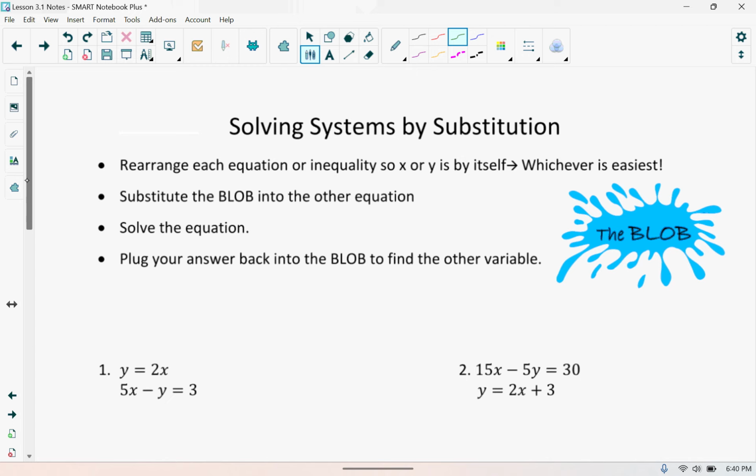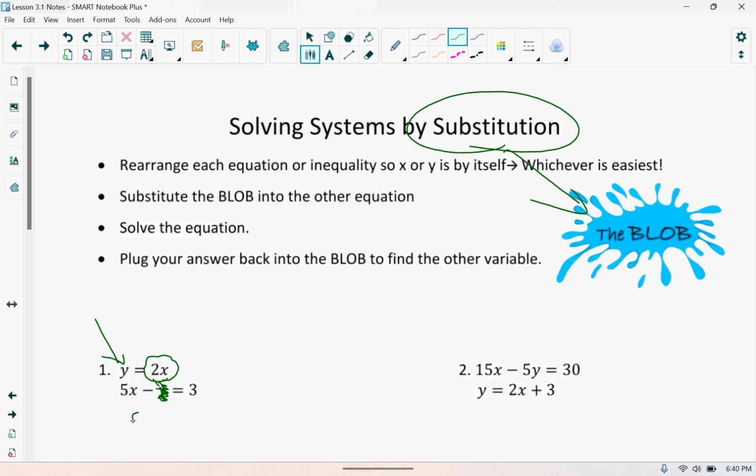So we're going to try a different type of solving systems, and this is with substitution, and I call it the blob method, and this is why. So substitution, we're going to get a variable by itself, and we are going to blob it into the other equation. So, okay, so this is it. This is where it's at. So do you see that y is equal to 2x? So we are going to cover up this y with 2x.